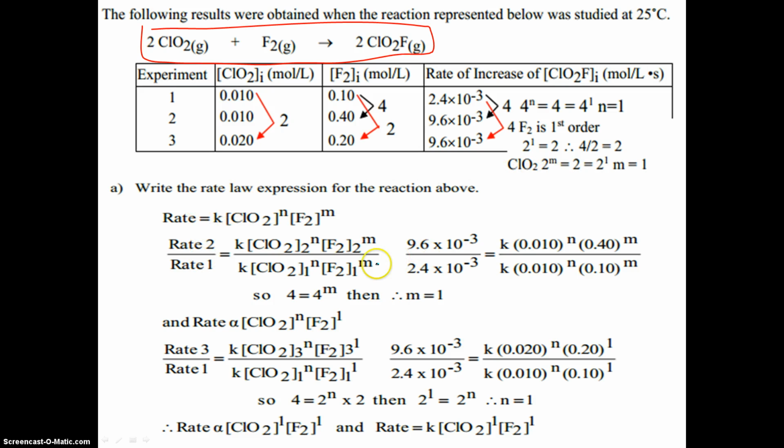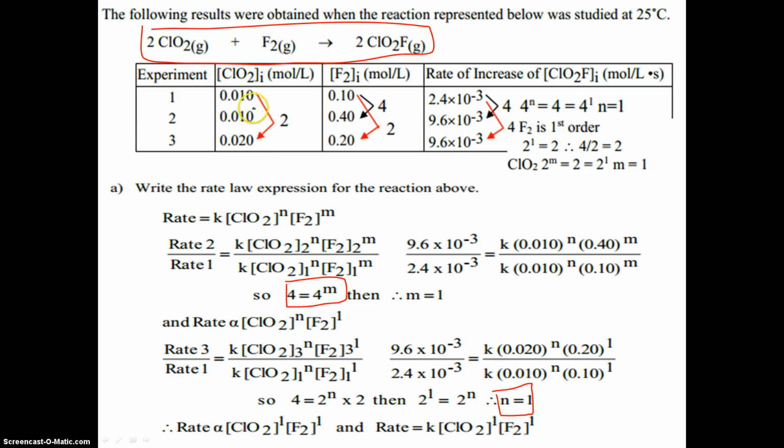To write the rate law, here we go. We just took rate 2 divided by rate 1. Solve for that, and m is equal to 1. Same thing over here. They did rate 3 and rate 1 just based on the exponent here, and we solve for that. They're both to the power of 1.